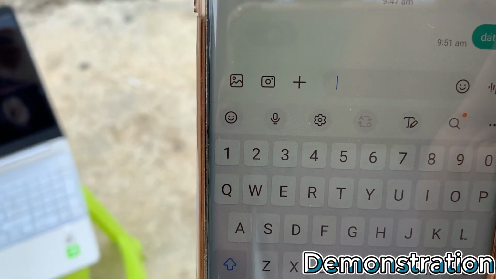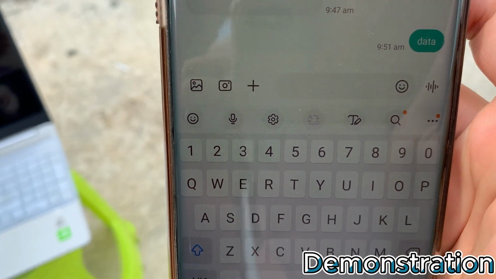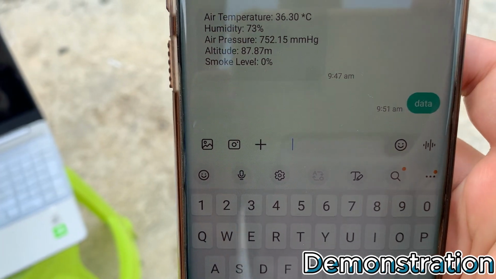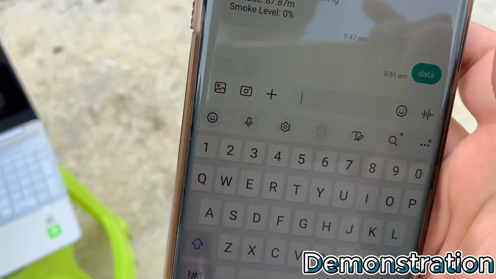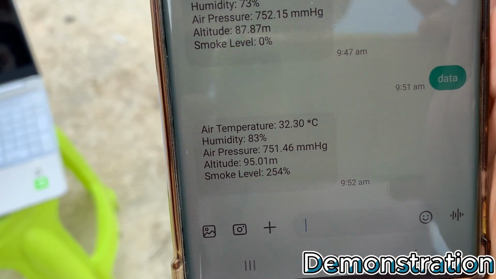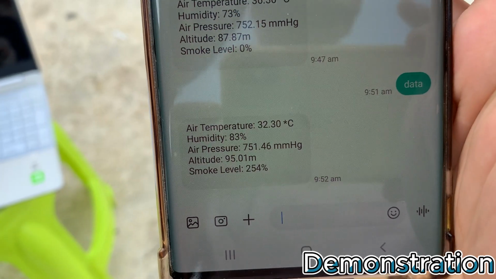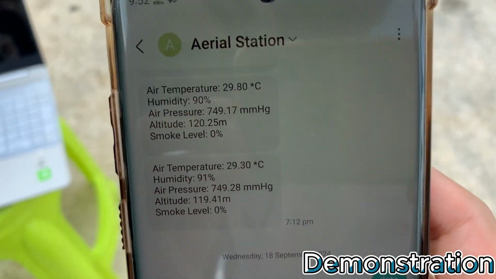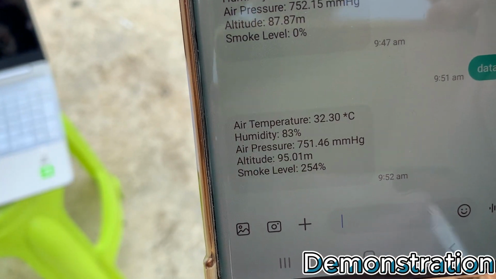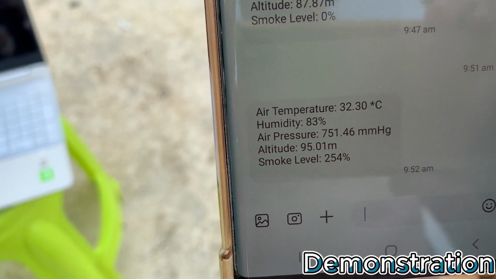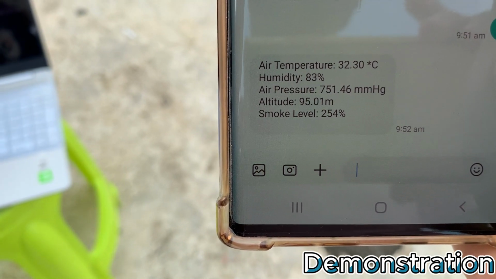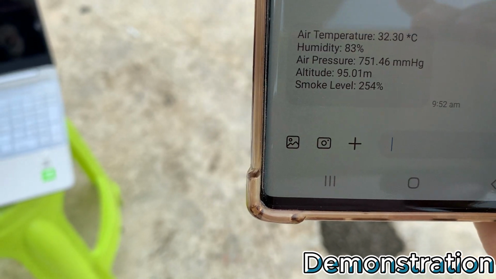So yes, it's been sent. Let me wait until it's being delivered. Yes, it's being delivered. So I'm waiting for the SMS back. Yes, as you can see, I have an SMS which has arrived at 9:52 a.m., and right now the time is 9:52, as you can see, and it's telling me about different parameters of weather, like air temperature, which is 32.3 degrees Celsius, the humidity level, the air pressure, the altitude.